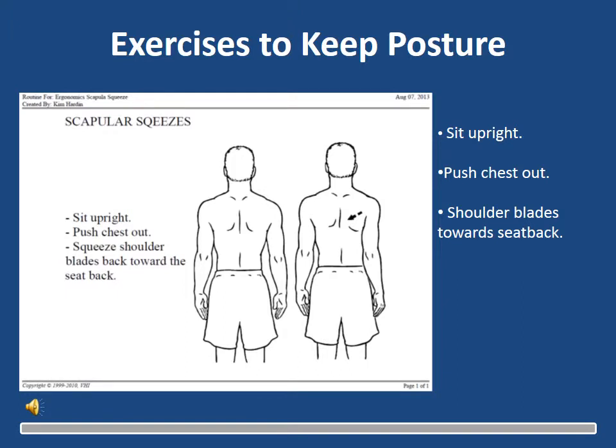If you notice at your workstation that you tend to sit with the shoulders slouched or the head forward, an exercise that you can do to help maintain proper posture is what we call scapular squeezes. The person sits upright, and then the goal of the exercise is to squeeze the shoulder blades together. This pushes the chest outward and brings the shoulders back.